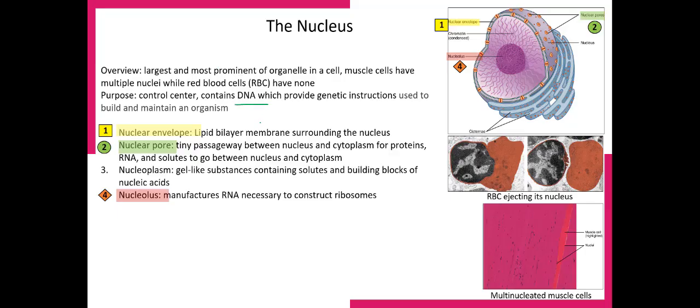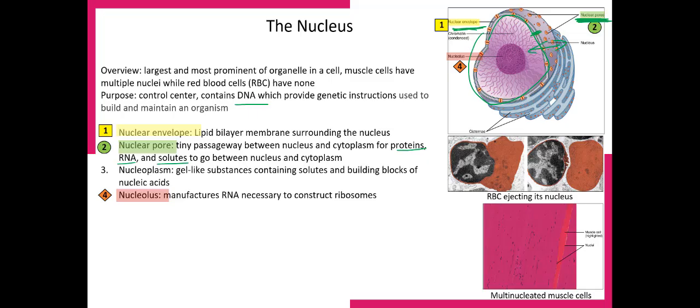It contains DNA, which provides genetic instructions used to build and maintain an organism. The nucleus has a lipid bilayer surrounding it, called the nuclear envelope, and you can see that throughout the nuclear envelope you have these holes or channel proteins called nuclear pores, and they allow proteins, RNA, and solutes to go in and out of the nucleus.